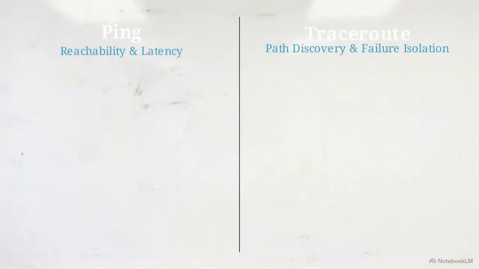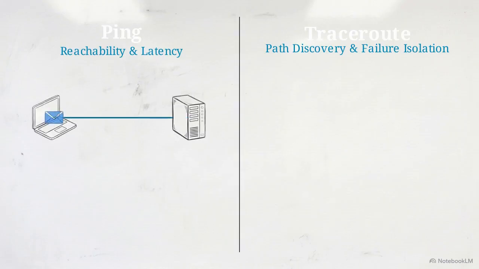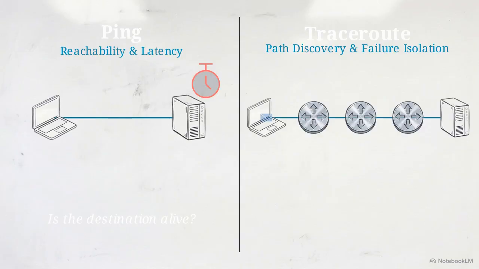Analyzing these tools side by side clarifies their distinct roles in an incident response. Ping is built to establish reachability. It uses ICMP echo requests to confirm connection status and measure end-to-end latency. Traceroute is built for path discovery. It uses either ICMP or UDP protocols to measure transit delays and isolate failures hop by hop.